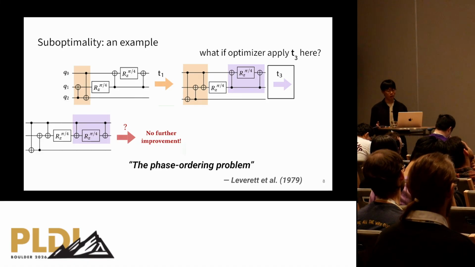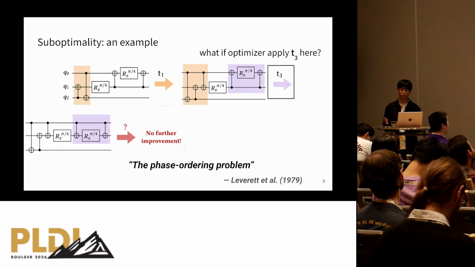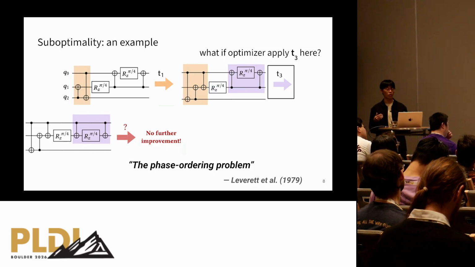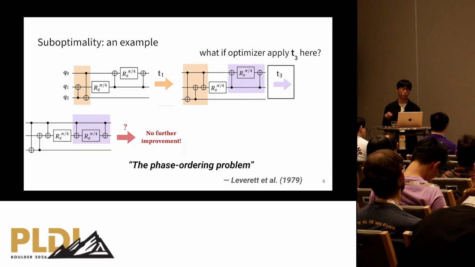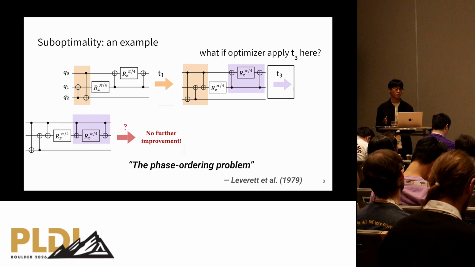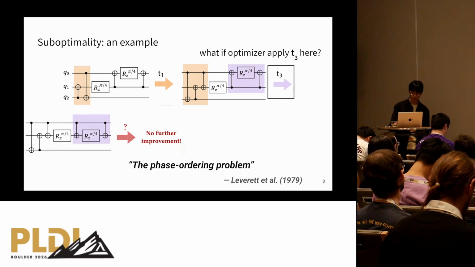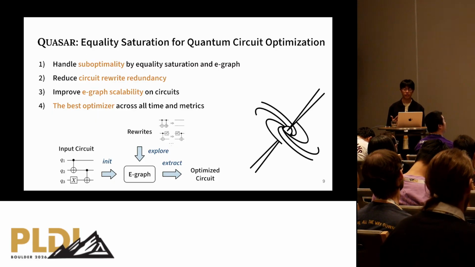Although this phase ordering problem has been well-studied in classical program optimization, we found that all the quantum optimizers previously applied those optimizations in a sequential manner, so the phase ordering problem limits their capability and remains unsolved. Therefore, we present Quasar, equality saturation for quantum circuit optimization.